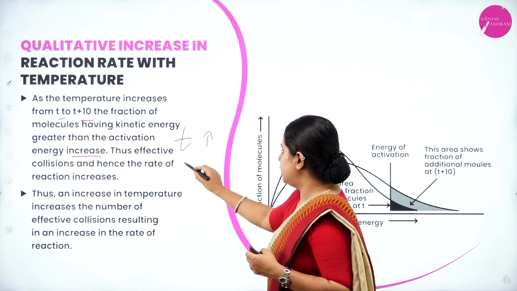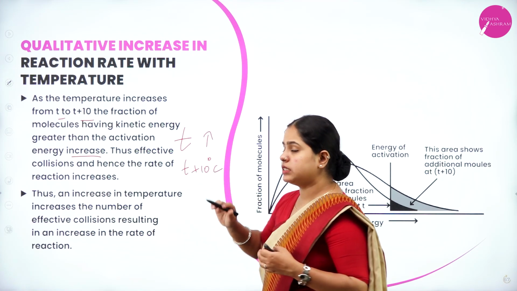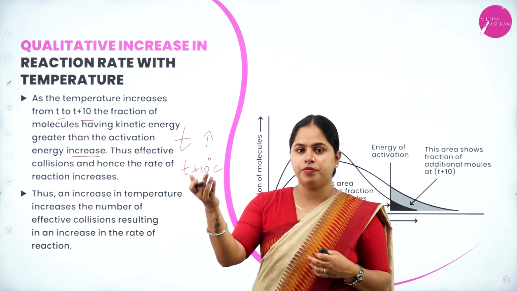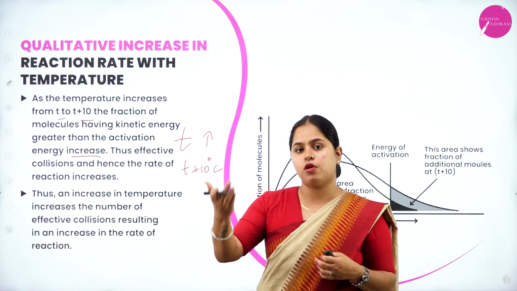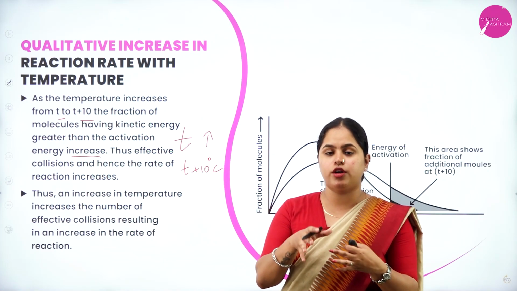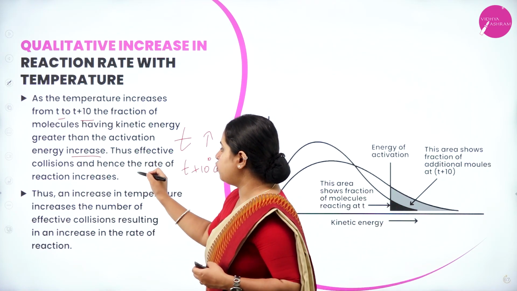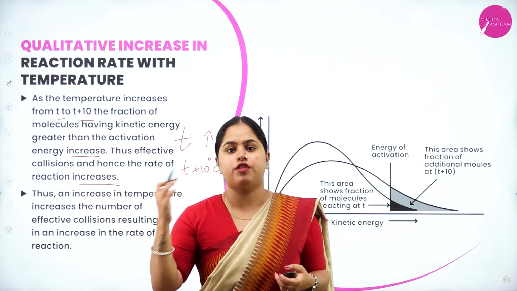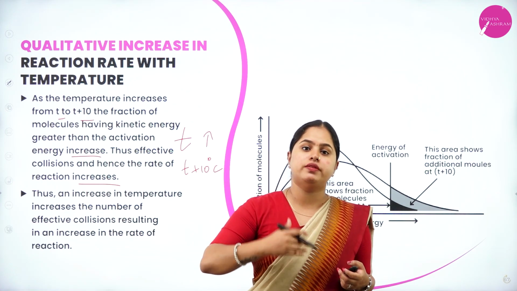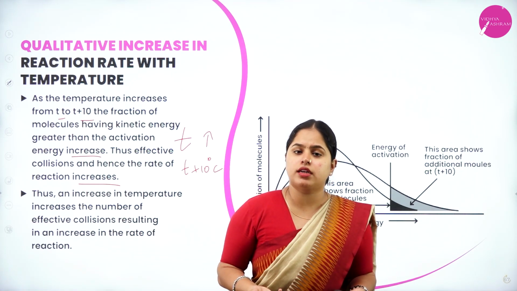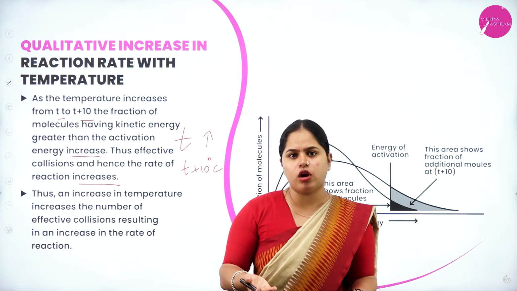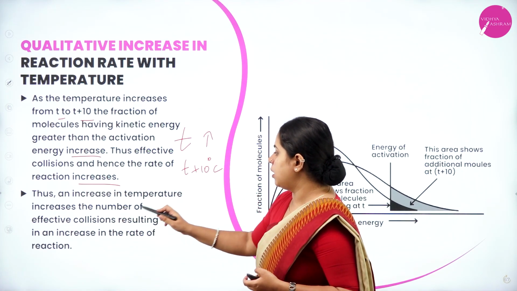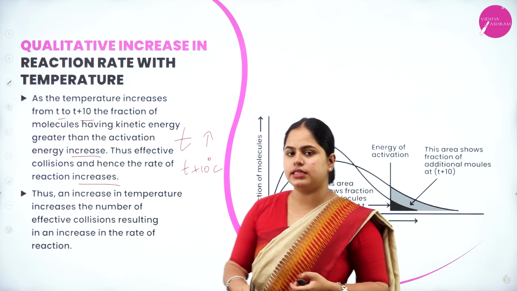Now if we increase the temperature to T plus 10, that means we are increasing the temperature by 10 degrees Celsius, which means the fraction of molecules possessing activation energy will be more. We are increasing the temperature, so more molecules will possess the activation energy which is required to form the products. Thus effective collisions and hence the rate of the reaction will also increase. So what does that mean? If you are increasing the temperature, the fraction of molecules acquiring the activation energy will increase. So more molecules have the required activation energy, which means more product will be formed, hence the rate of the reaction will also increase. Thus an increase in temperature increases the number of effective collisions, resulting in an increase in the rate of the reaction.